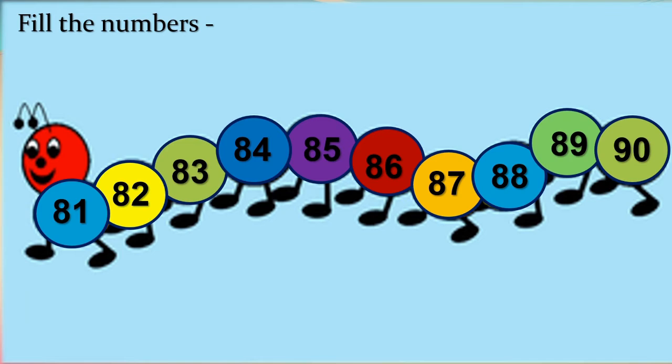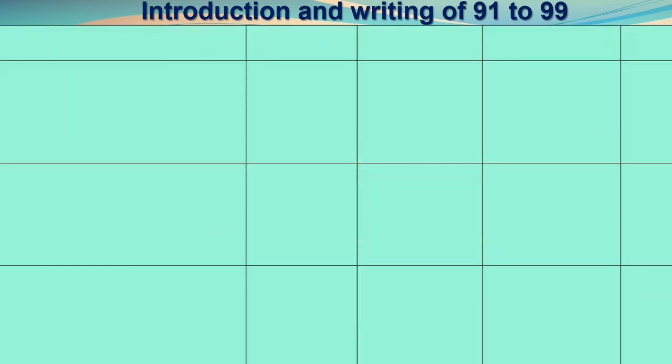Caterpillar is very happy. Yes, it will move to its home. Now dear children, this is our second topic. Introduction and writing of 91 to 99. Again we will make a table. Again we will take some objects. Here we will take the bundle of matchsticks again.